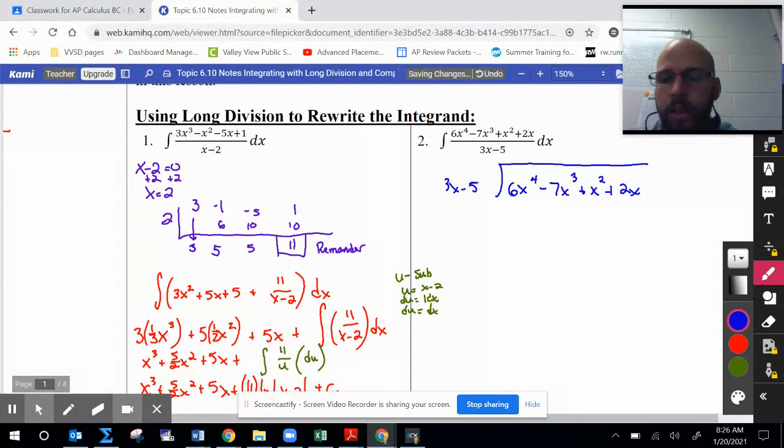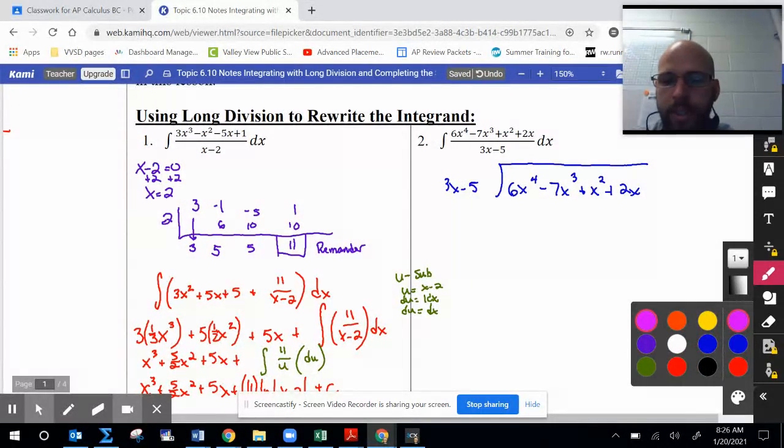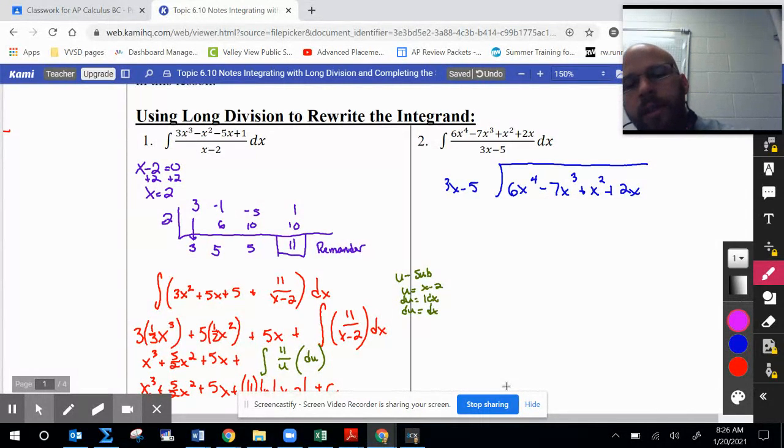Okay. Now, if I go about this, what's going to happen is I need to multiply 3x by a 2x to the third in order to make it a 6x to the fourth. Now, but you can't just do it to the first term. You have to do it to both. So 2x to the third times -5 would be a -10x to the third. And then this is the part where we make mistakes. We need to subtract. So 6 minus 6 is 0. -7 minus a -10 would be a positive 3x to the third.